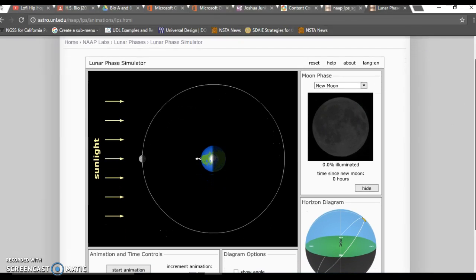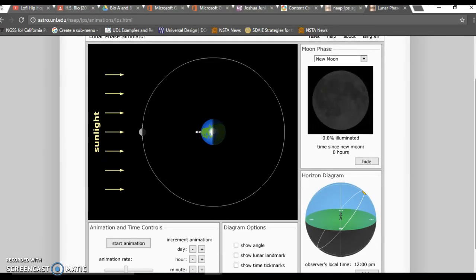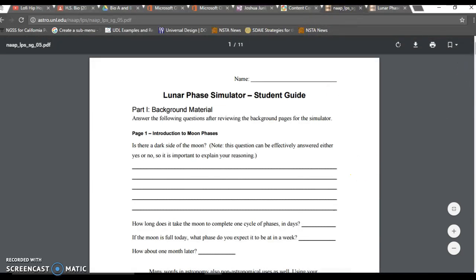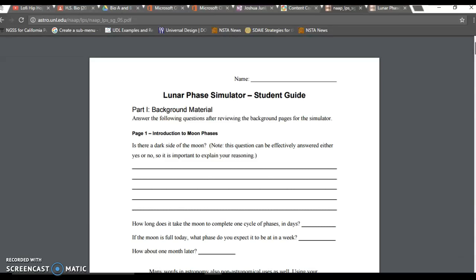Using this simulator, we're going to explore and use it in different ways in order to complete some of the worksheet questions we have. And this is what the worksheet looks like, but we won't answer each part.